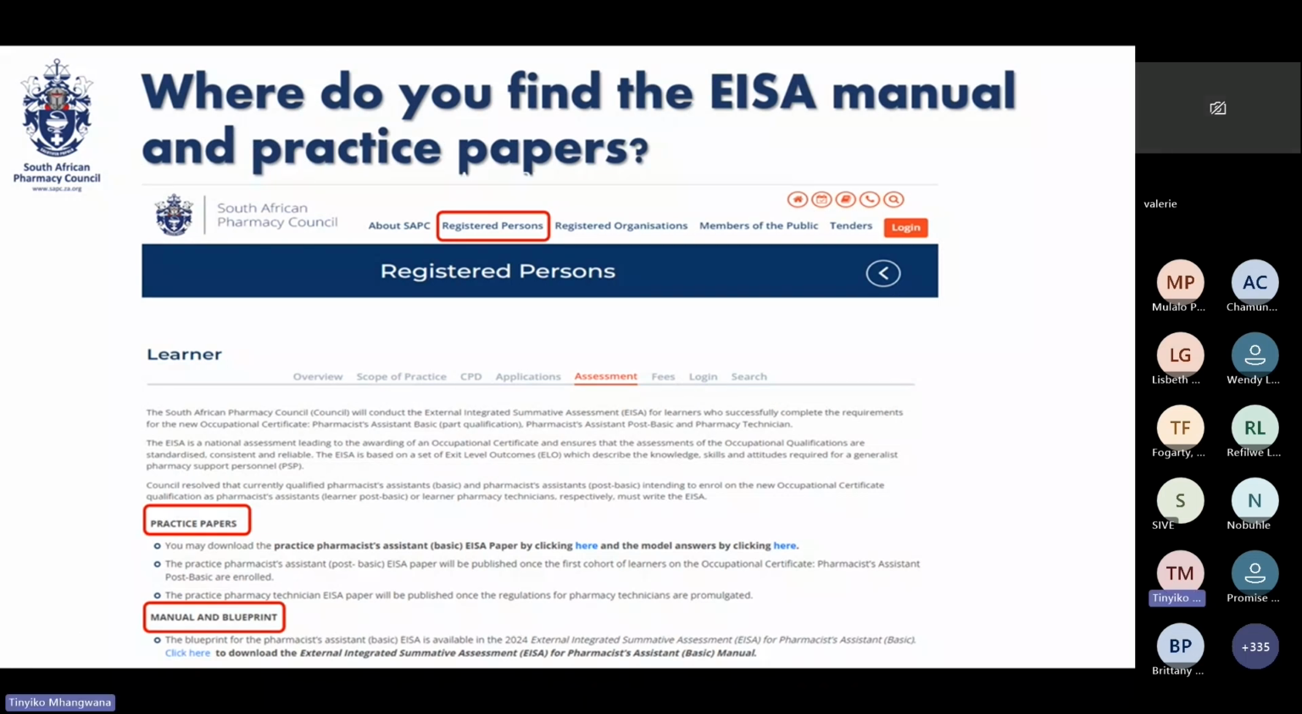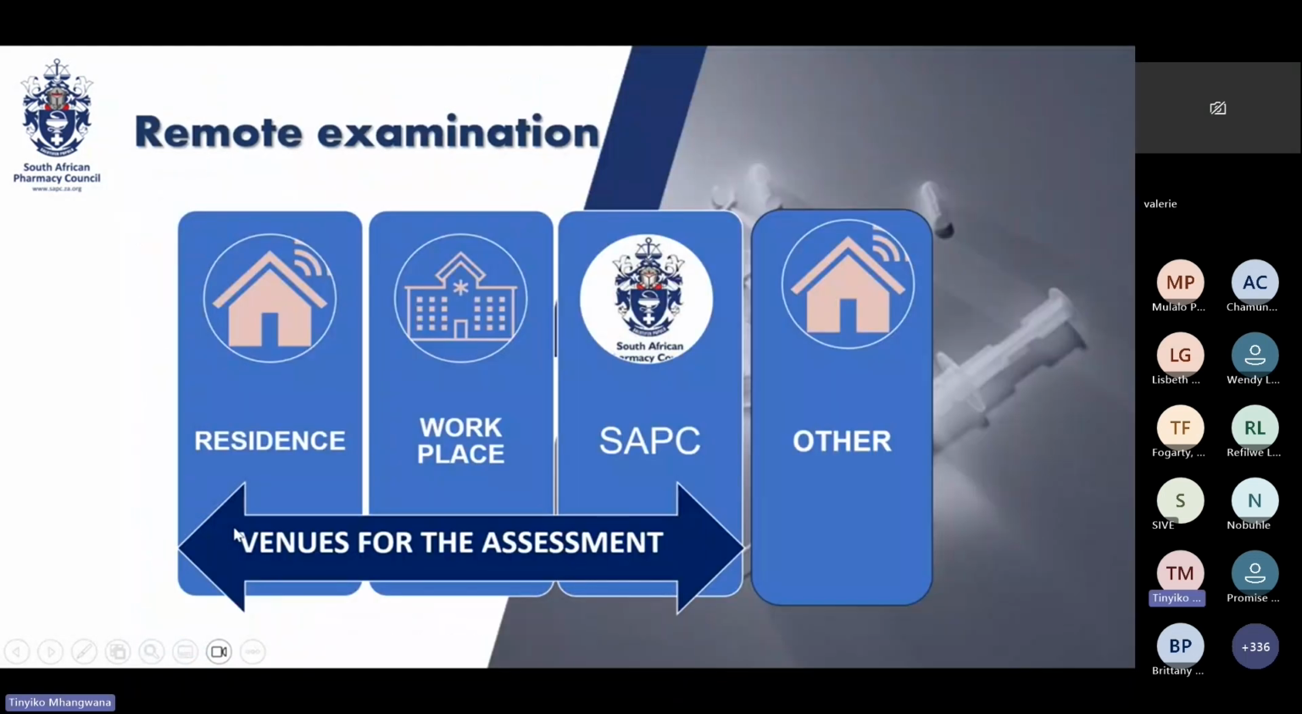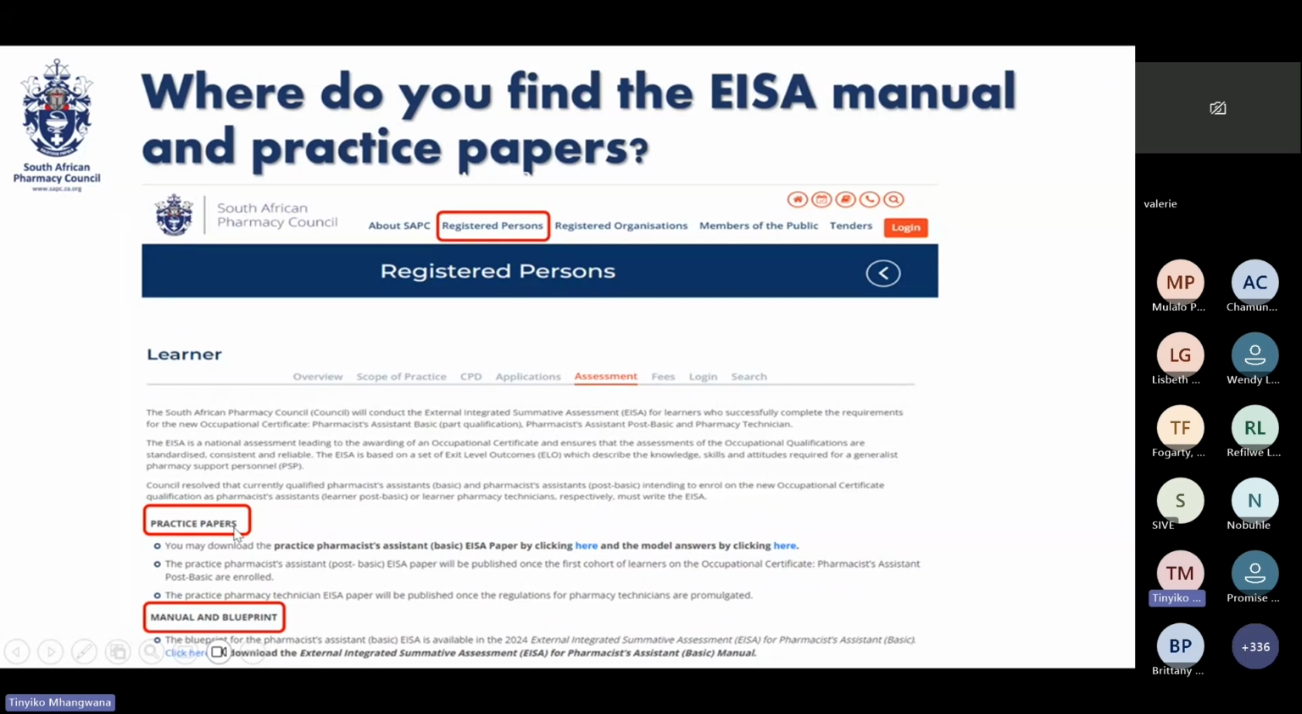Where do you see the EISA menu for the exam? Where do you access the EISA? Under registered person, like we've already highlighted, you will not do as you do when you are looking for the practice. Instead of logging in first, you will go under assessment. You see the red tab there, overview and all those under learner. You will go under assessment. Then you will be able to see that there are practice papers, the manual and other things.